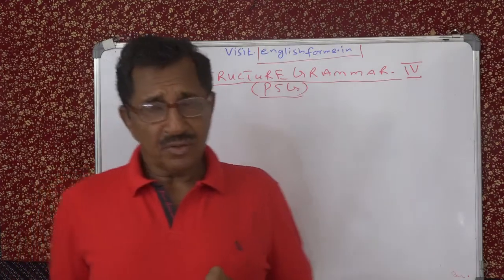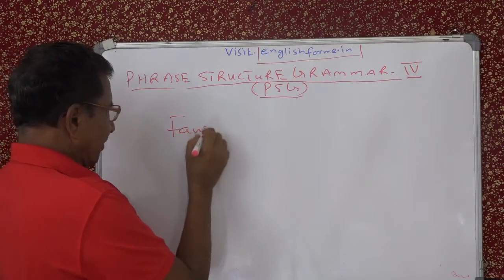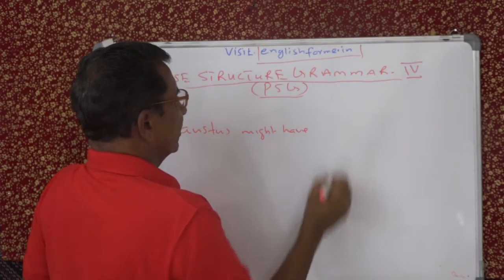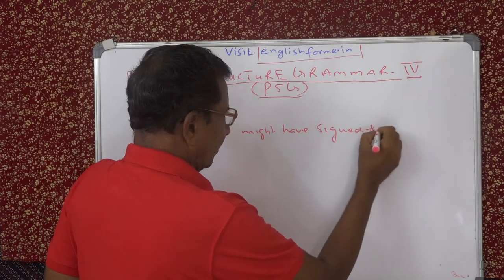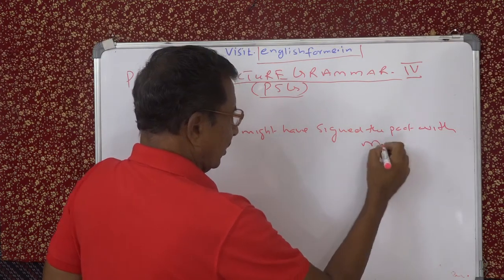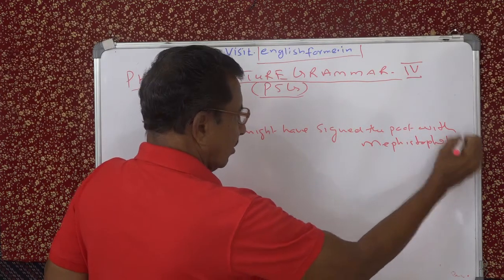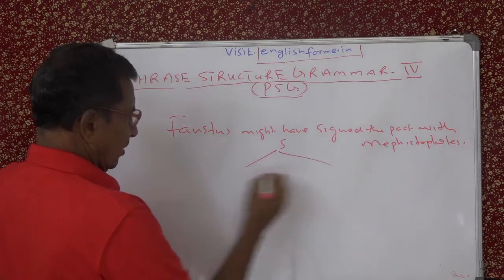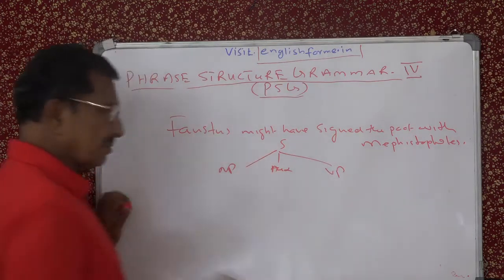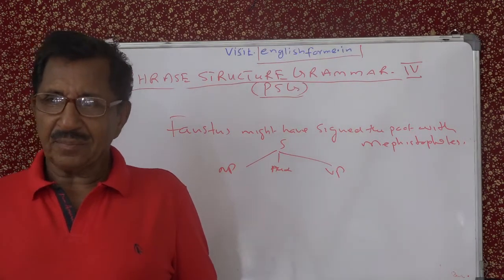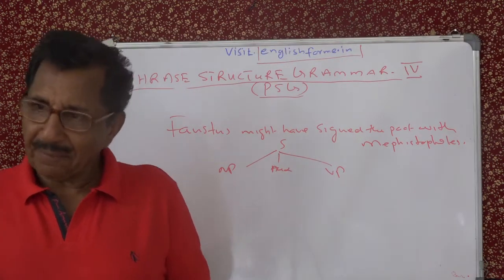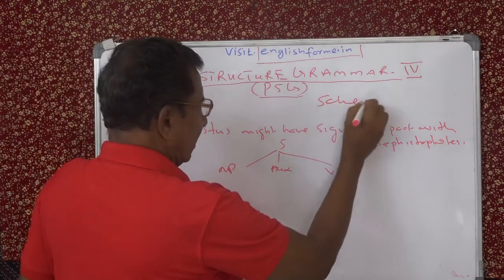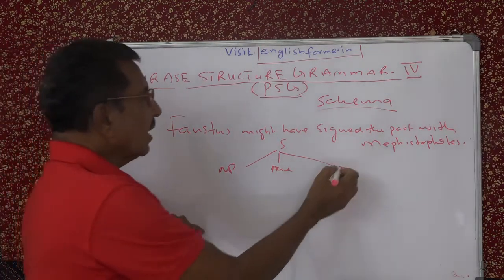Okay. So let's have another. Faustus. Let's see Faustus. You remember Faustus now? Yes. Faustus might have signed the pact with Mephistopheles. Remember, no? So first is signing the pact with his own blood. Yes. So let's say sentence. Yes. You have got NP, auxiliary, VP. This stands as a template. Yes. Or a presupposed framework. It's a presupposed framework or a template. Understand? Or you can say a schema. Schema, S-C-H-E-M-A. It is a schema. Or a final sentence, VP.